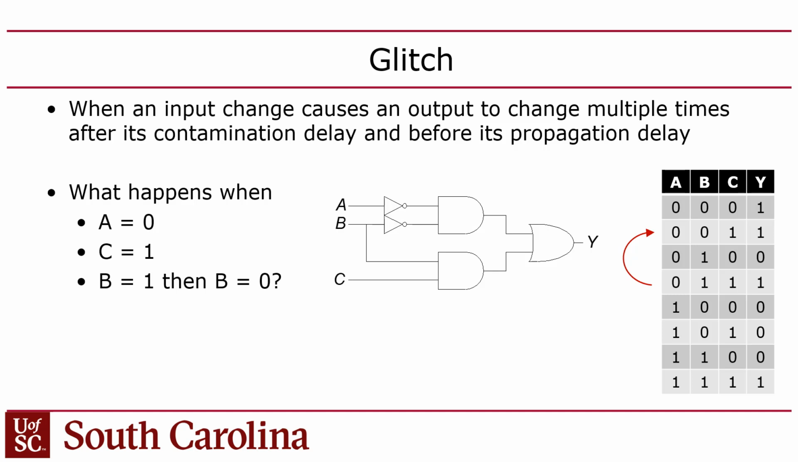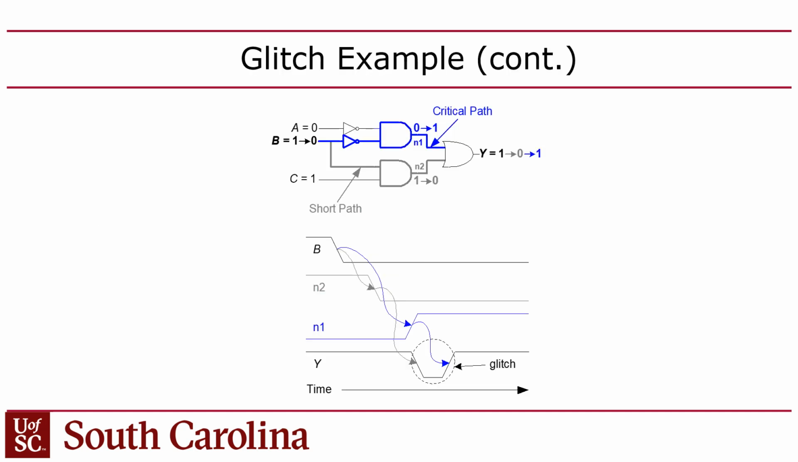One path has B going through 3 gate delays and the other path 2 gate delays. So when you change B from 1 to 0, if you look at these two inputs of this OR gate, we label them N1 and N2. N1 will change after N2, because B has to propagate through 2 gate delays, the inverter and the AND, before it gets to N1, and it propagates through only 1 gate before it gets to N2.